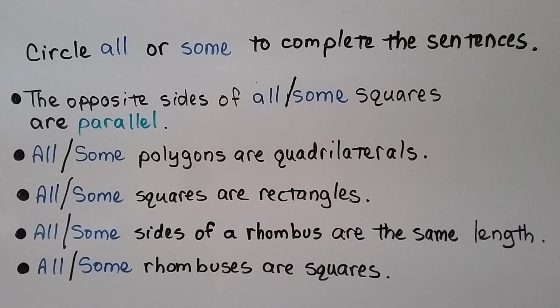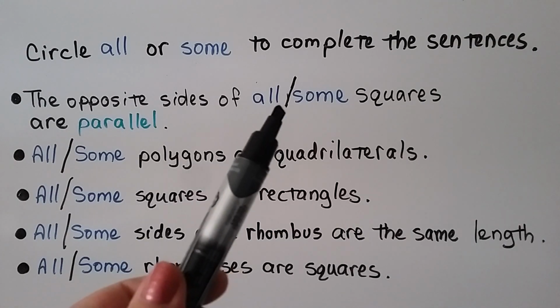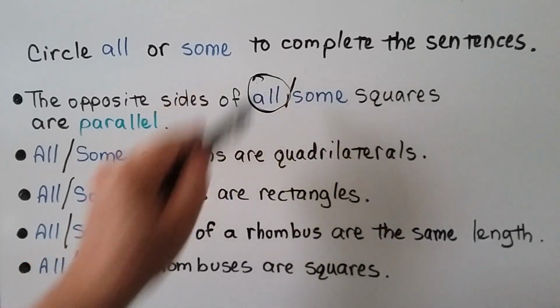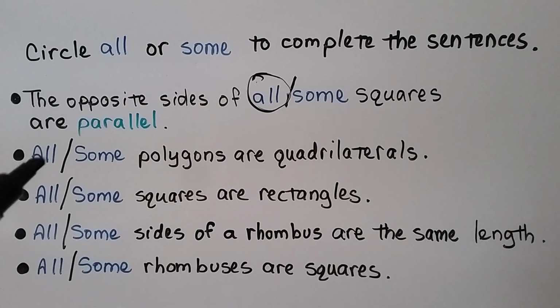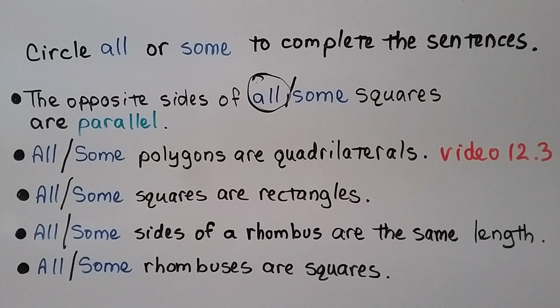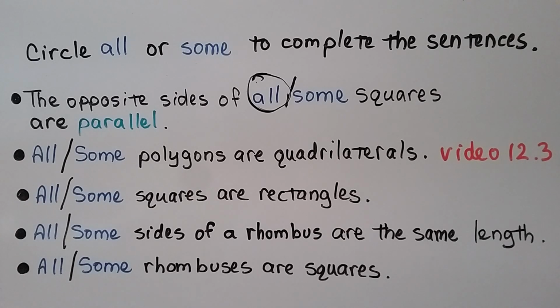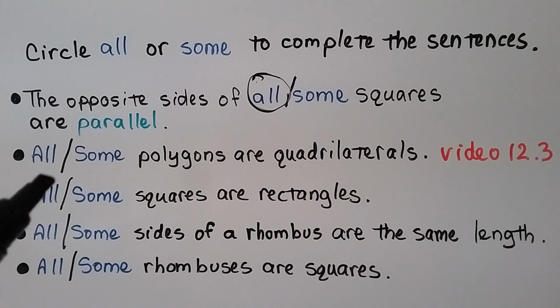Here we need to circle the words all or some to complete the sentences. The opposite sides of all or some squares are parallel. If you said all, you're right. The opposite sides of all squares are parallel. All or some polygons are quadrilaterals. Well, we learned in lesson 12.3 that polygons are any closed shape made up of line segments. And there's many types of polygons. There's triangles and pentagons and hexagons and octagons. So this is some polygons are quadrilaterals.